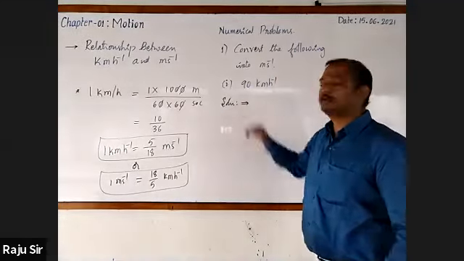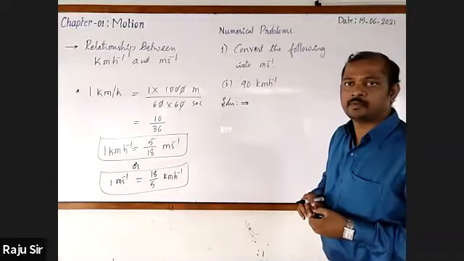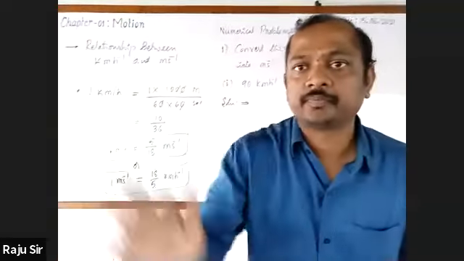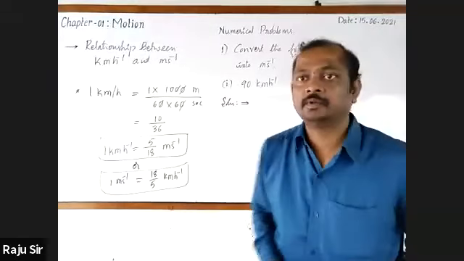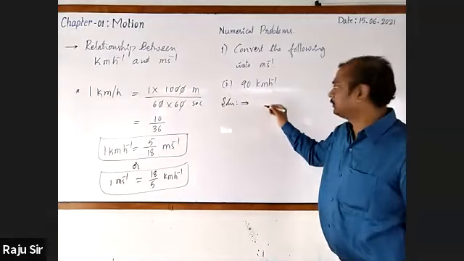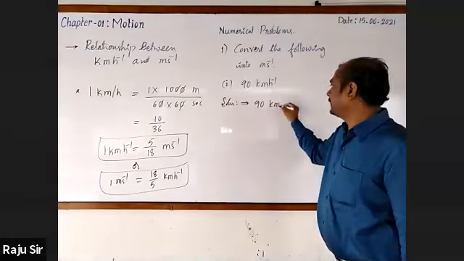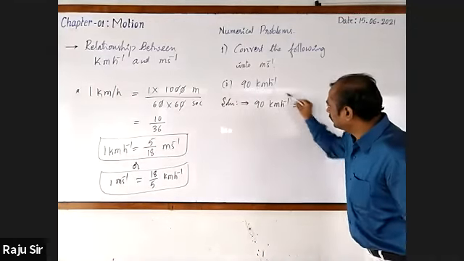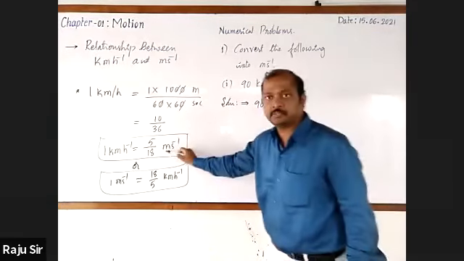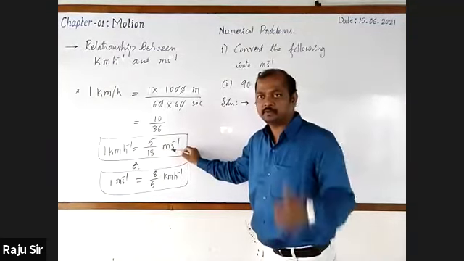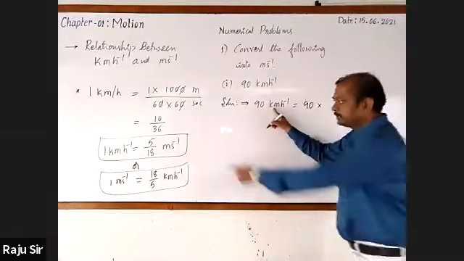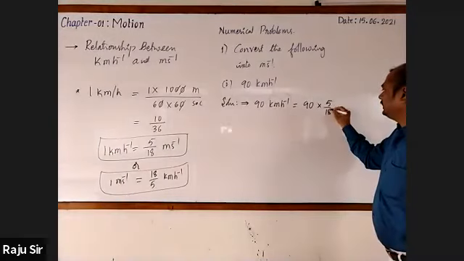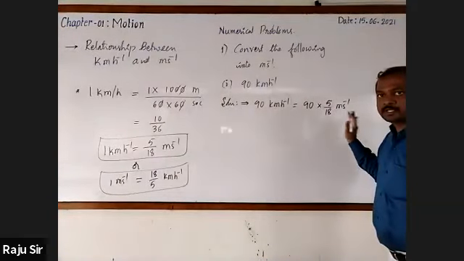Observe it. Let me show you the first one. Look at the board. 90 kilometers per hour should be converted into meter per second. You all know that 1 kilometer per hour is nothing but 5 by 18 meter per second. Right? So 90 into 5 by 18. Should not copy, just observe.